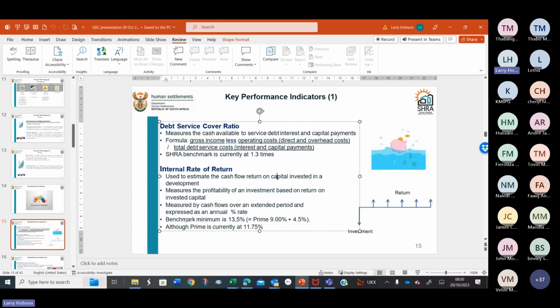So I see there's a note about a benchmark minimum here, but the current prime rate is 11.75. So you actually have to be achieving an internal rate of return of 11.75% plus 4.5%. So that gets you to 15.25%. We're hoping that the current environment of high interest rates won't continue too long, that things will start reducing in the years to come pretty soon.